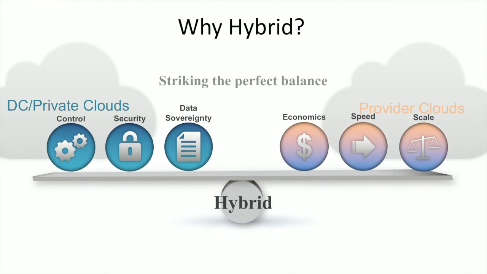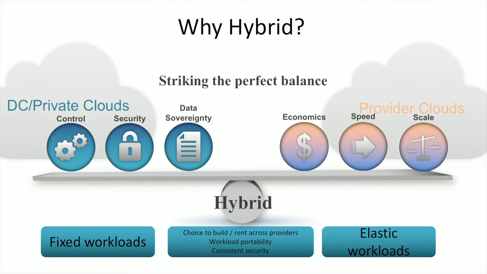What hybrid does is it really strikes a balance between how we can operate a private cloud as well as how we can leverage the benefit and the utility of a public cloud. It's designed to address everything from fixed workloads to elastic workloads, where I've got the need to spin up and spin down based on capacity. It gives your business the choice of determining: am I going to build it, or am I going to rent it?